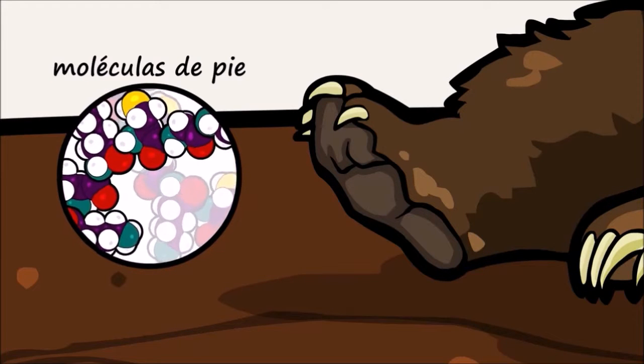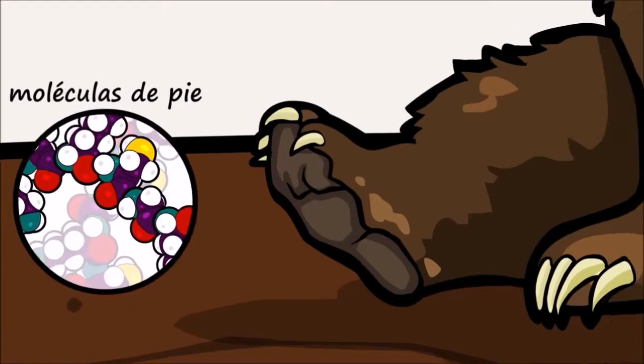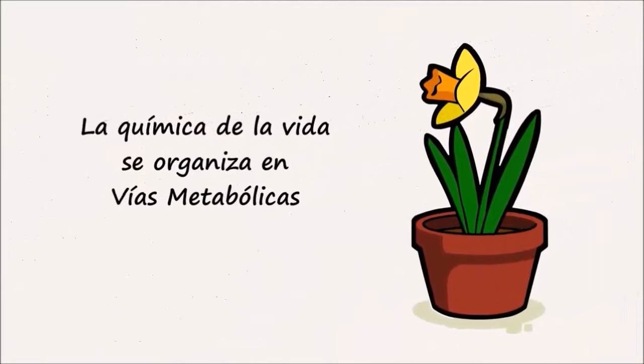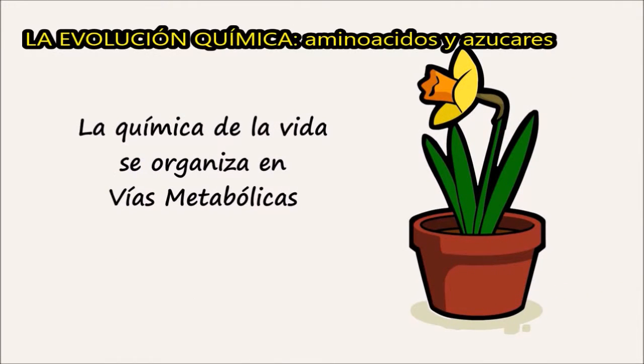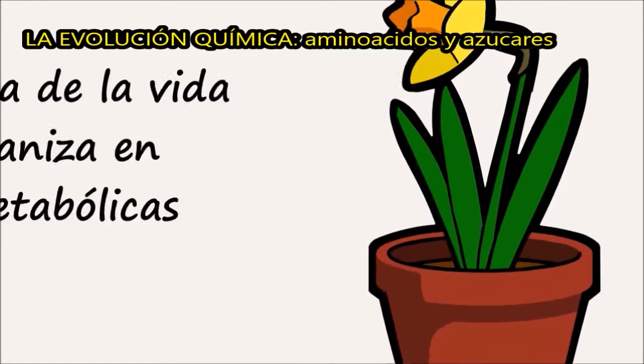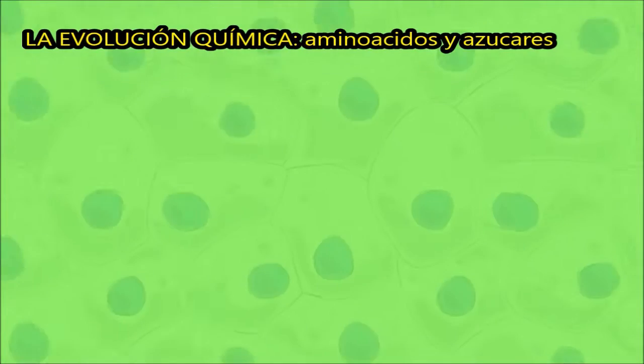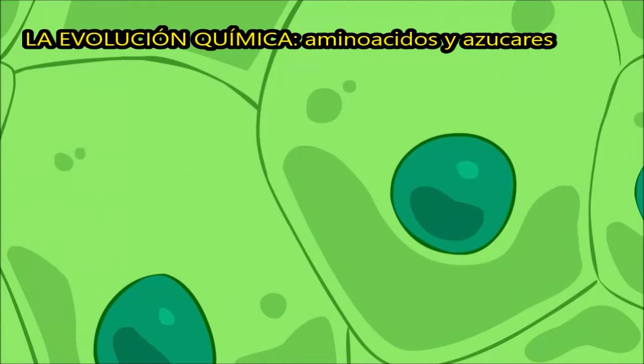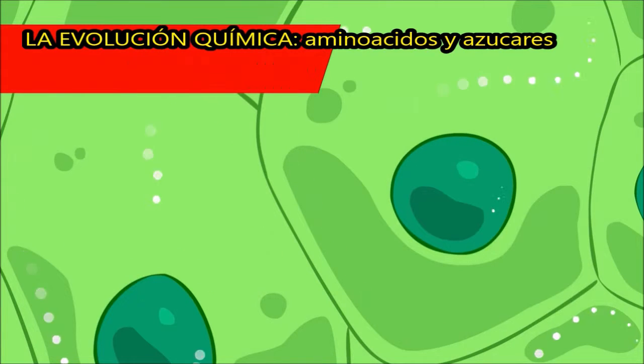Dicho esto, la química de la vida es especial en dos aspectos muy importantes. En primer lugar, la química de la vida se organiza en vías metabólicas. Si nos fijamos en las células de cualquier ser vivo, incluso una planta que normalmente no se piensa que es muy animada, descubrimos un mundo de actividad. Las reacciones químicas ocurren en continuos caminos ordenados, cada reacción provocando la siguiente. Los científicos llaman a estas reacciones vías metabólicas.